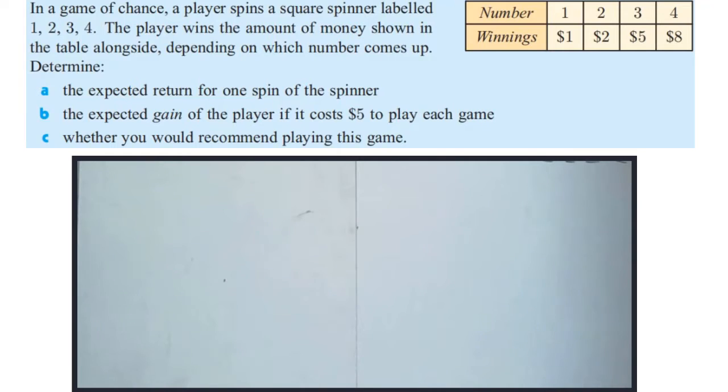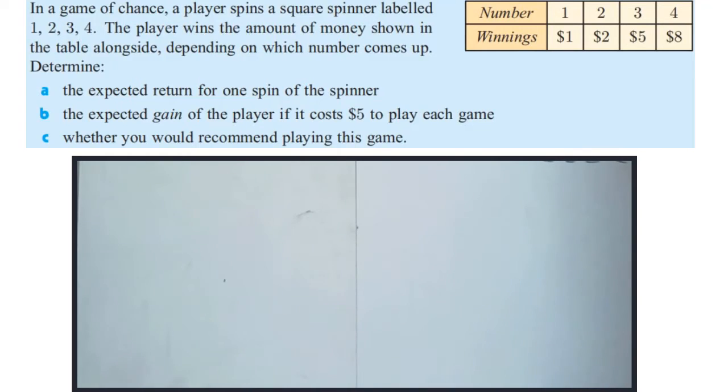Part A: determine the expected return for one spin of the spinner. So that just means how much do you expect your winnings to be if you spin the thing once, and that's going to be a mean. And B, determine the expected gain of the player if it costs $5 to play. When it says gain, that could be positive or negative. If you have a negative gain, it means you're losing money.